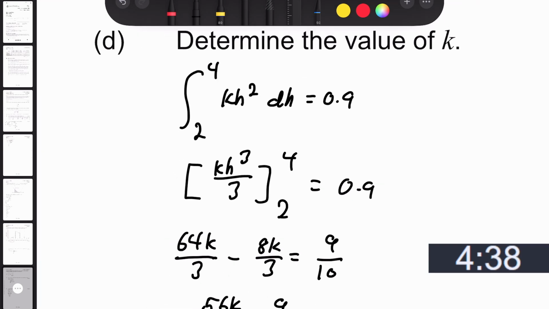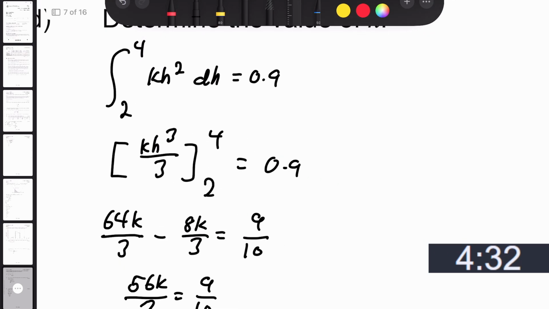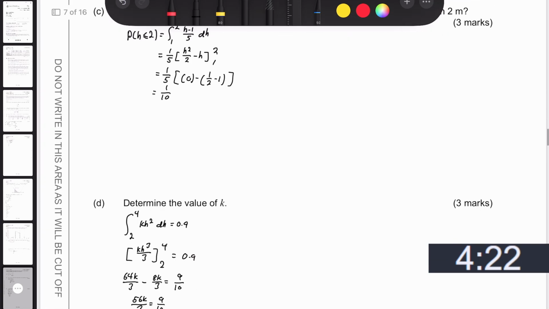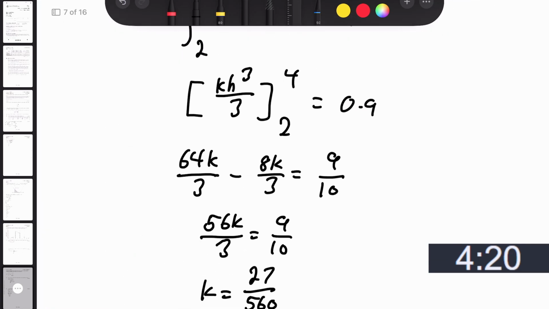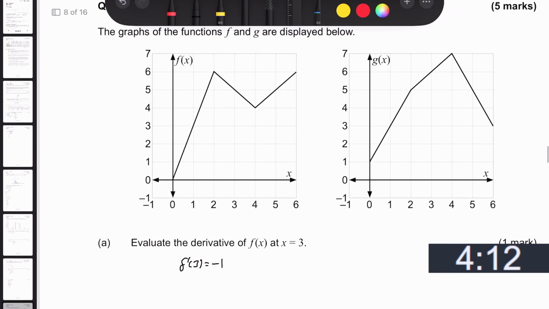Okay, h to the power of 3 on 4 on 2. So then 4 to the power of 3 is 4, 16, 64, 8, 56k. Let's do a 4, right? Yeah. 0. And then times by 3 divided by 10, 56.